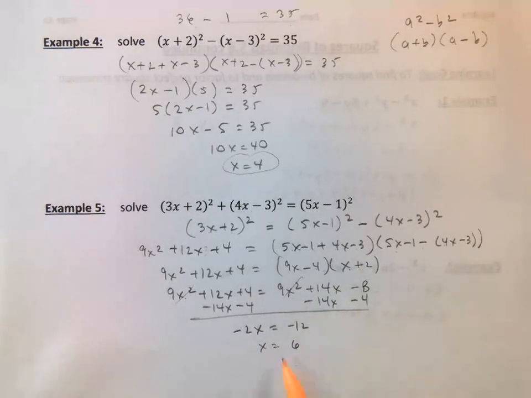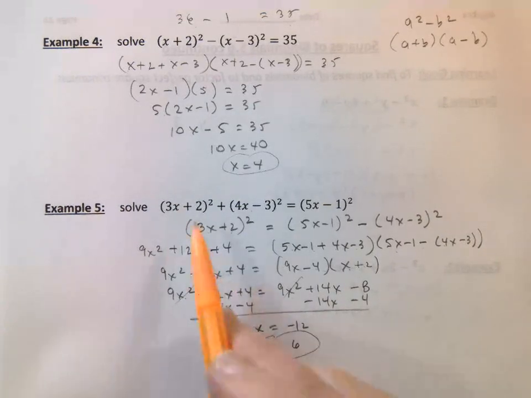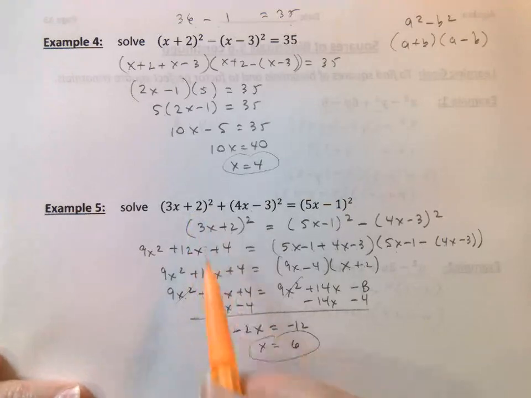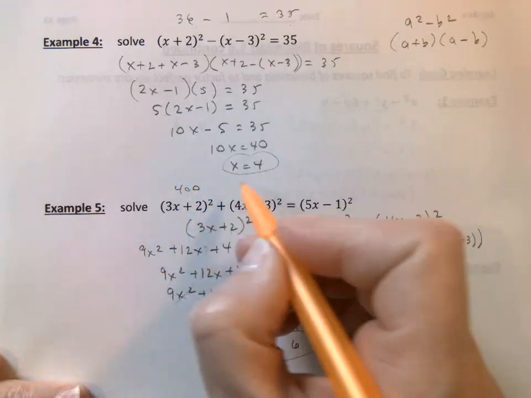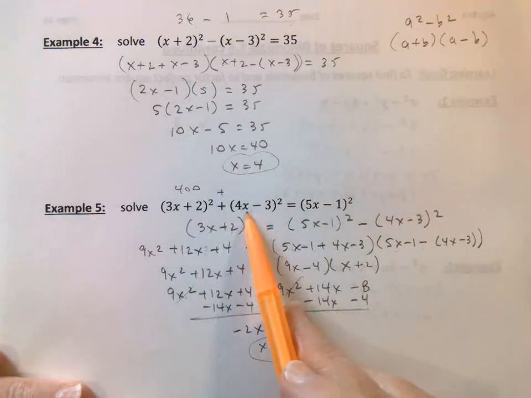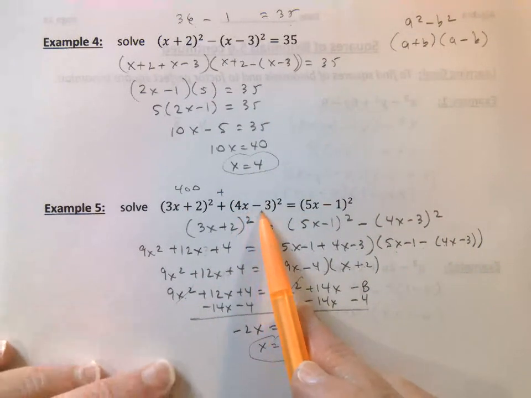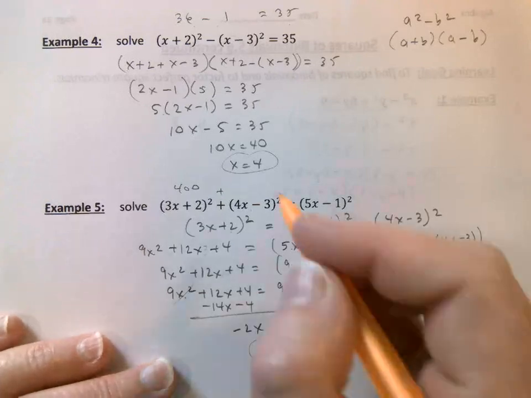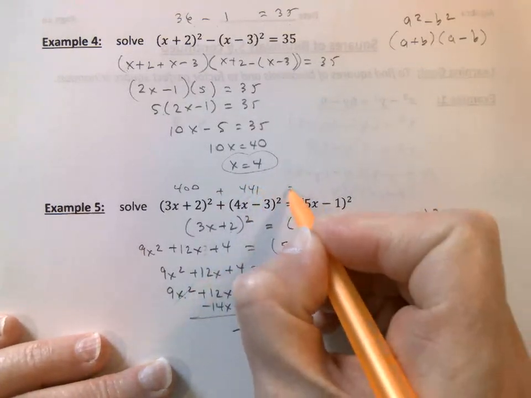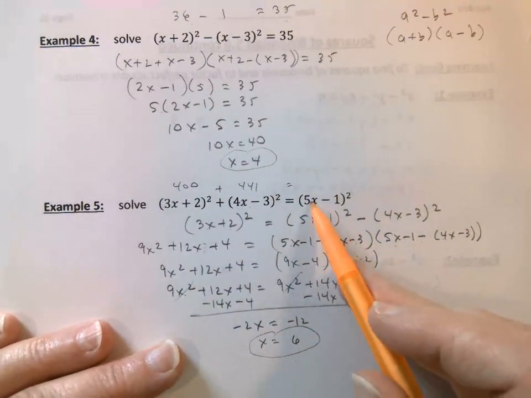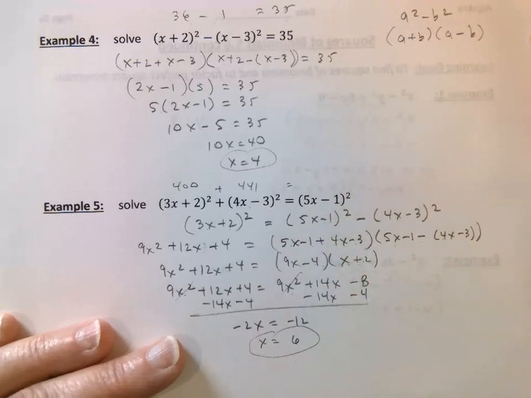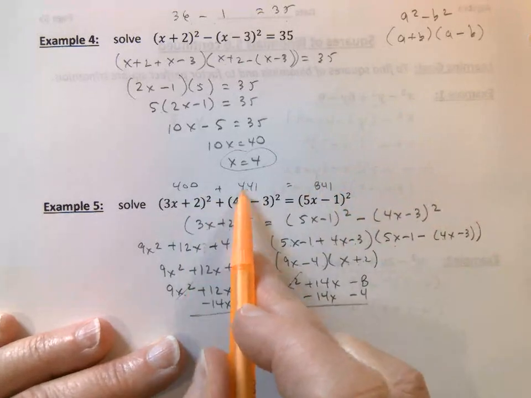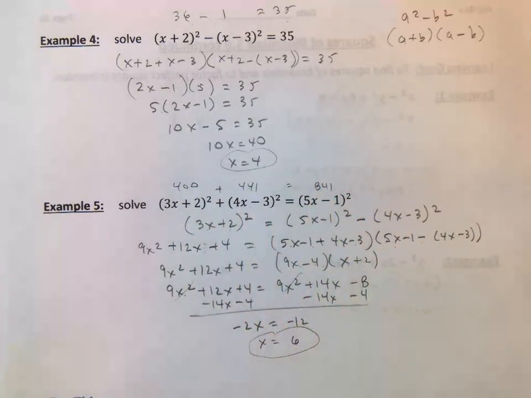So let's check this. 3 times 6 is 18, plus 2 is 20. 20 squared is 400. 4 times 6 is 24, minus 3 is 21, and 21 squared, this is where the calculator comes in handy, is 441. 5 times 6 is 30, minus 1 is 29, and 29 squared is 841, and I can see if I add these together, I get 841, so it worked.